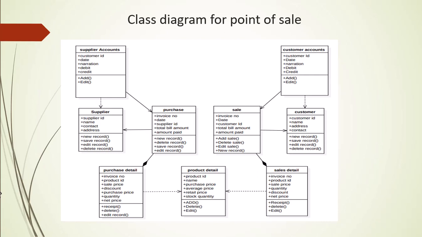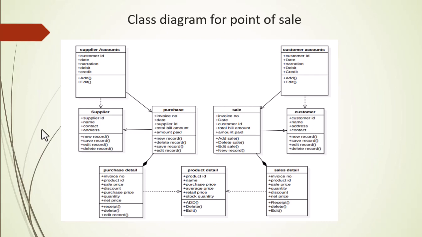Similarly, supplier accounts depend on the supplier. If there is no supplier, how can his account be opened? But supplier account is in directed association with the purchase. This means it gets the debit amount and credit amount from the purchase also, but a directed association means that supplier accounts and the purchase class can exist independently. Similarly is the case of sale and customer accounts. So we have derived the classes, and then these classes are mapped to different components, different modules.